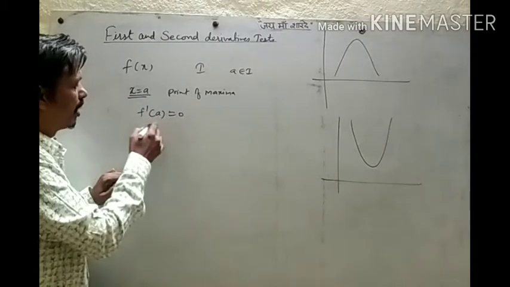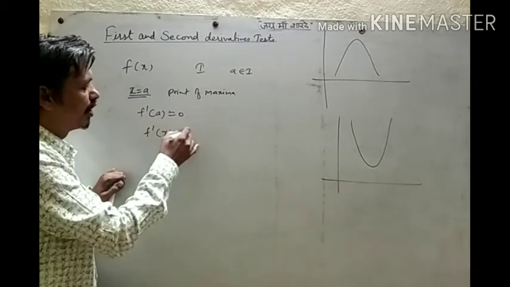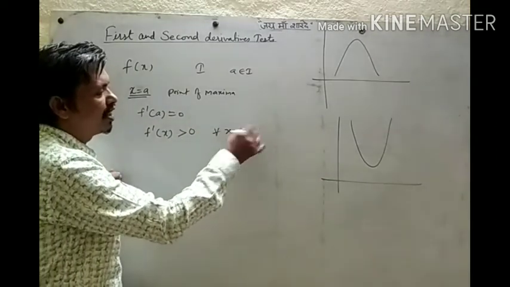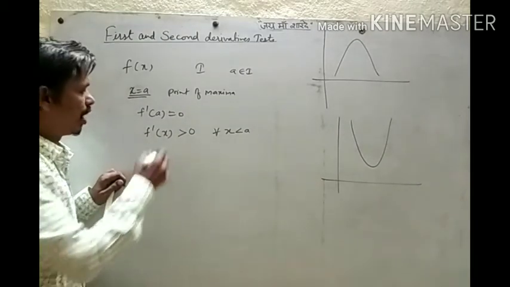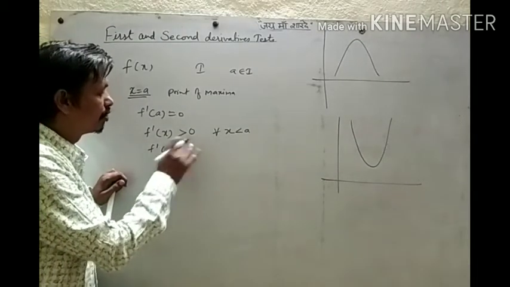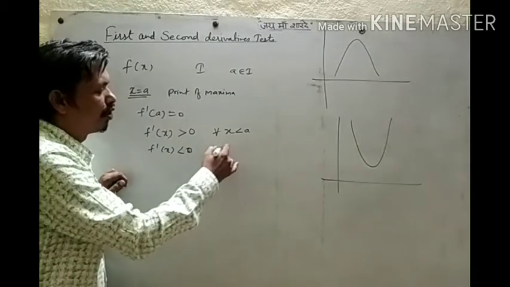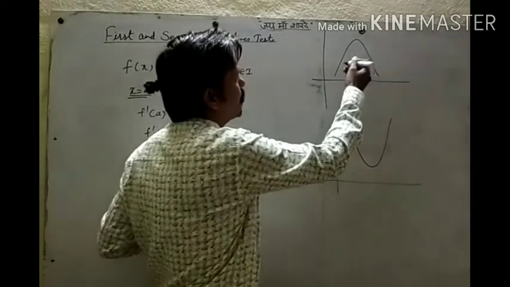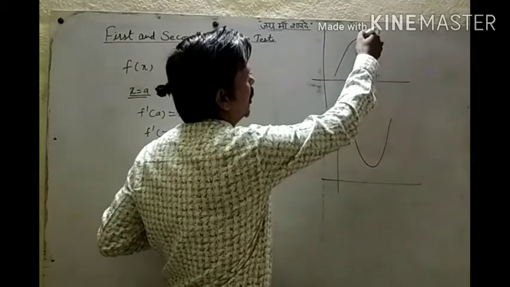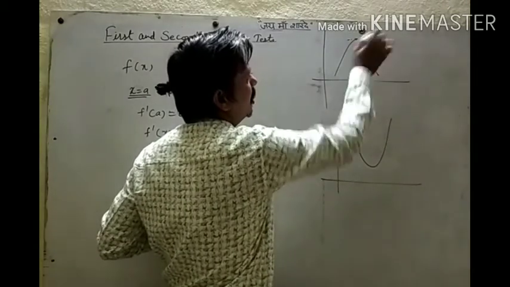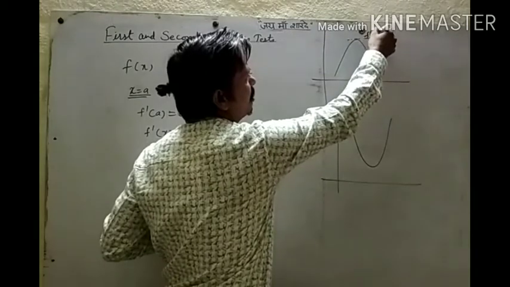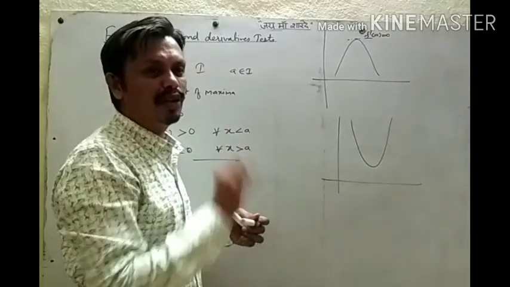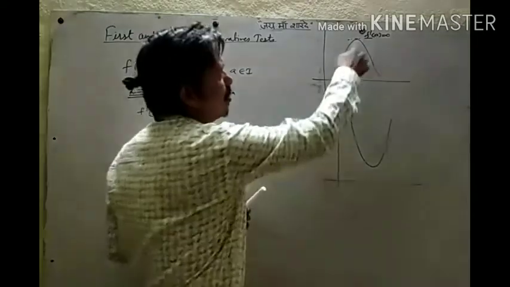then f dash of x is more than 0 for all x which are less than a, and f dash of x is less than 0 for all x which are more than a. Let's see this graph here. At a, if we draw a tangent, it is parallel to the x-axis, meaning f dash of a is 0 here, and it is our necessary condition. f dash of a should be 0 for local maxima or local minima. So f dash of a is 0 here.